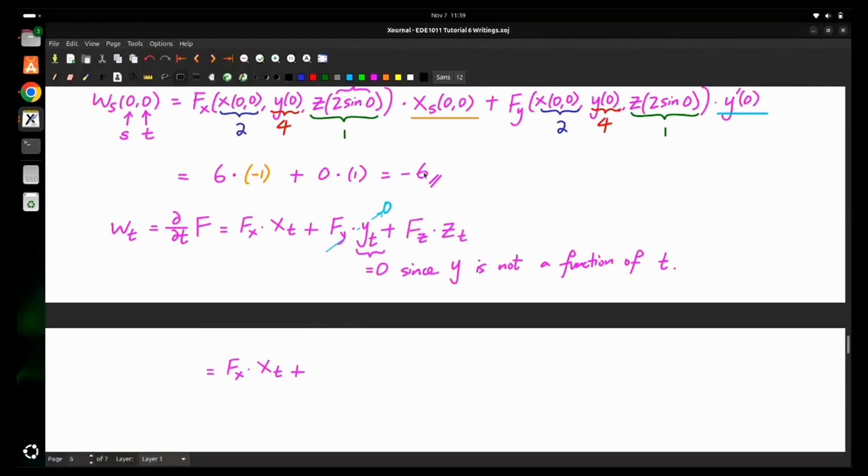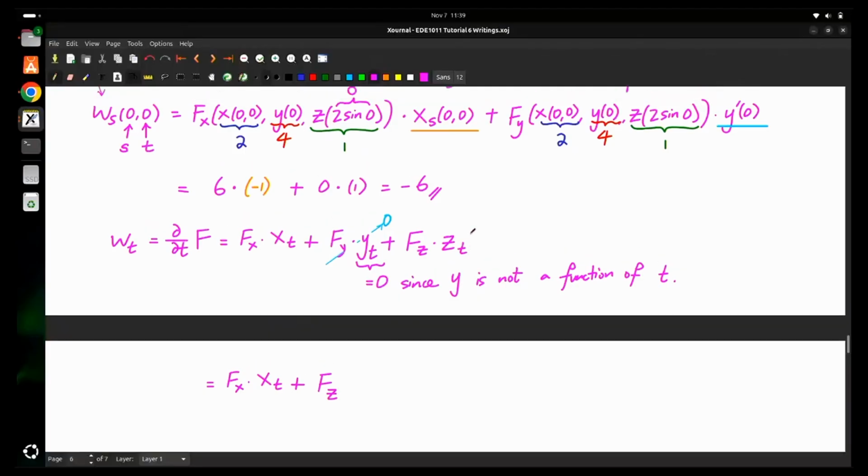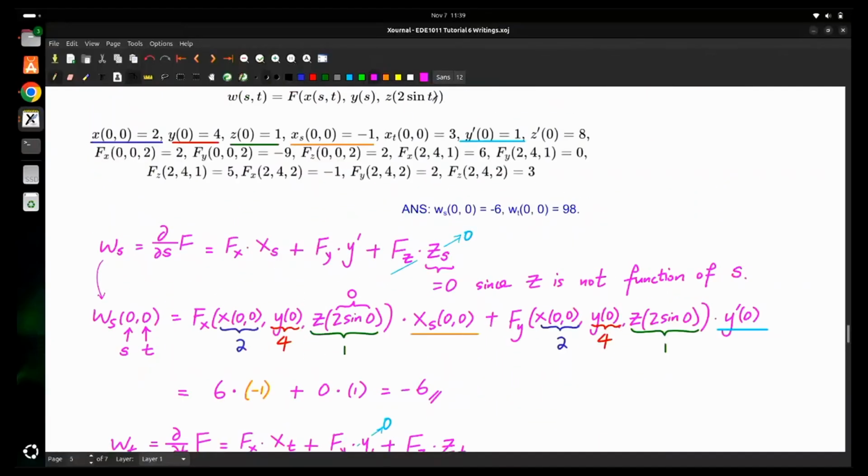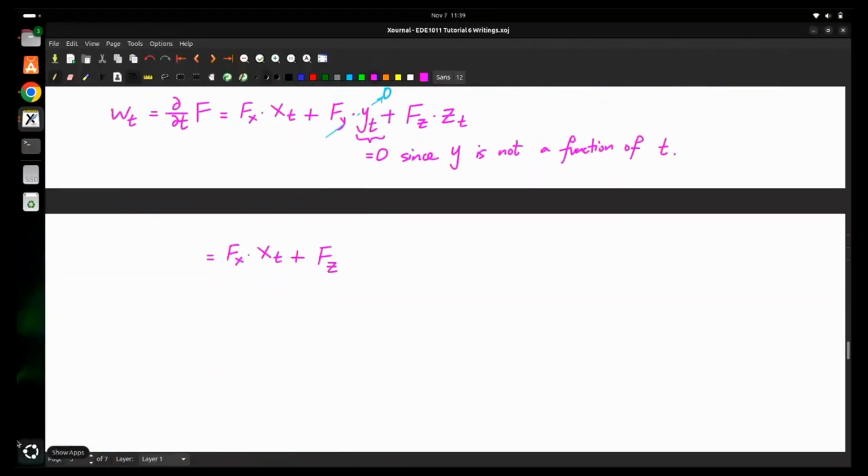Now this last term, you have your F sub Z, but you see, this is Z sub T. Z with respect to T, differentiate Z with respect to T. But what is your Z? Your Z is a function of 2 sine T. So let me write Z equals a function of 2 sine T. So you want Z sub T, right? That means you are supposed to differentiate Z with respect to T, so d dt on this.